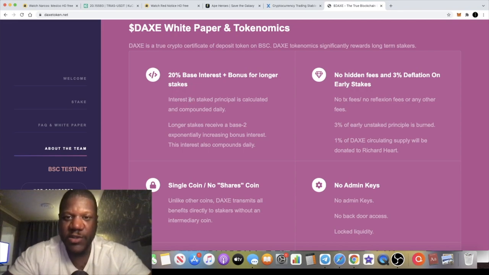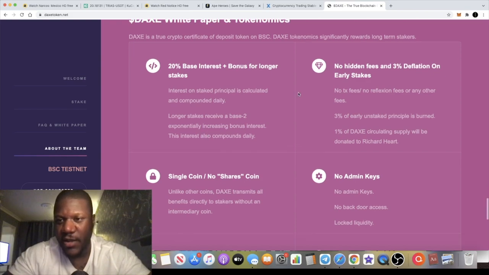So interest on stake principal is calculated and compounded daily. Longer stakes will receive a base 2 exponentially increasing bonus interest. This interest also compounds daily. There's no hidden fees and a 3% deflation on early stakes. No transaction fees, no reflection fees or any other fees. 3% of early on stake principal is burned. 1% of DAX circulating supply will be donated to Richard Hart.